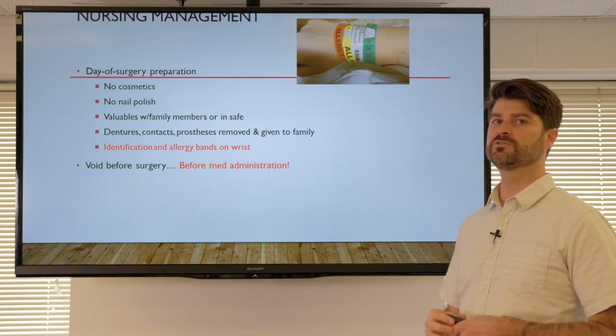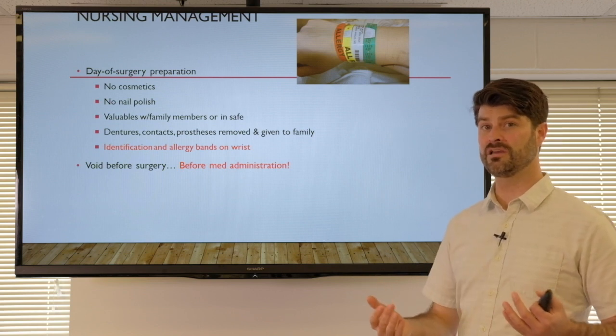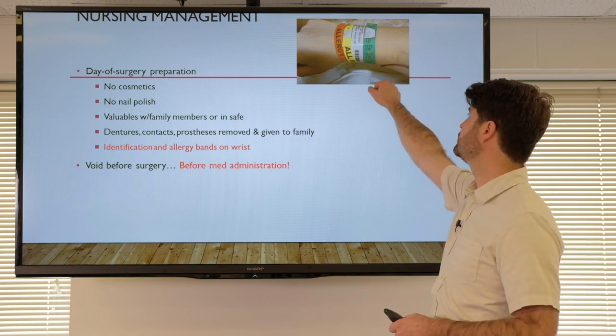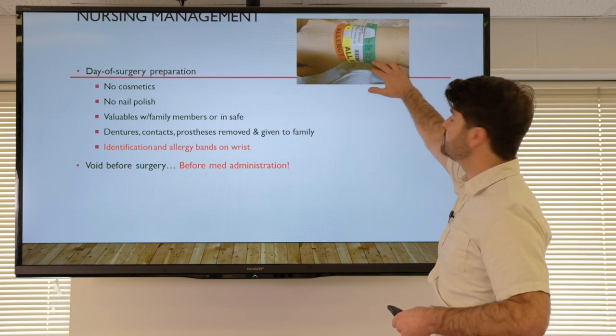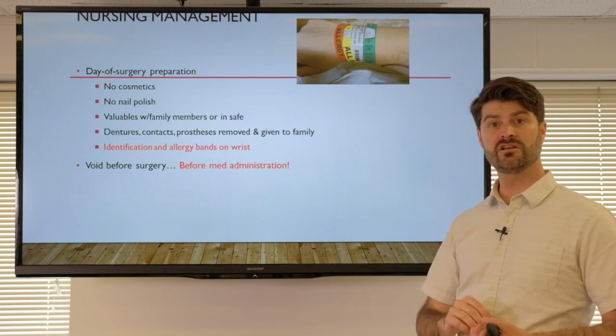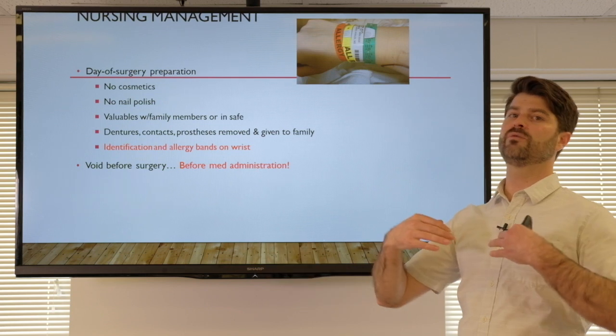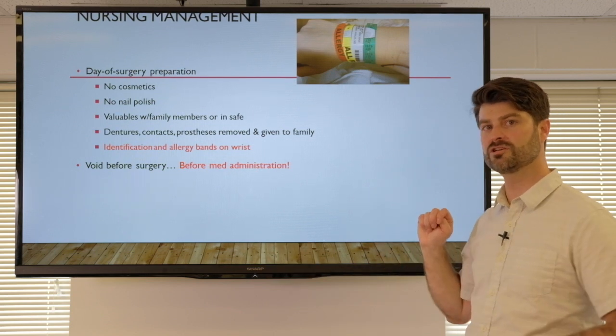So any patient that's been type and cross-matched or screened to receive blood products, we need to make sure that these bands are all intact. Each one of these segments is a sticker that, if our patient needed blood in the OR, we'd peel off that sticker, send it to the blood bank, and then they would send us the appropriate products for that patient.